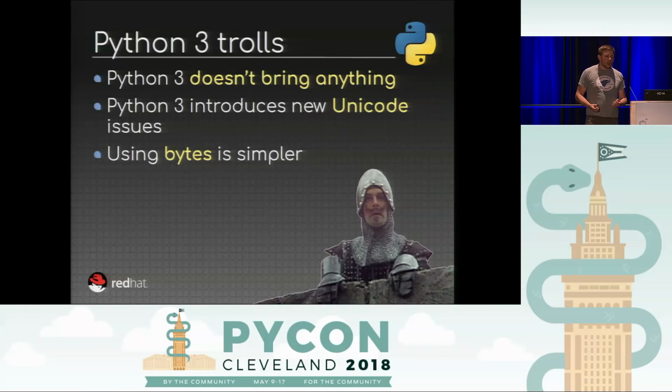And Python 3, according to the trolls, introduced new Unicode issues, because if you consider a Python 2 application which only uses bytes for everything, you never care about the encoding. You can get one encoding, and you can get a different encoding. If you merge the two texts, maybe some user will complain, but at the end, it's okay. It's not a big deal. So according to them, using bytes is just simpler.